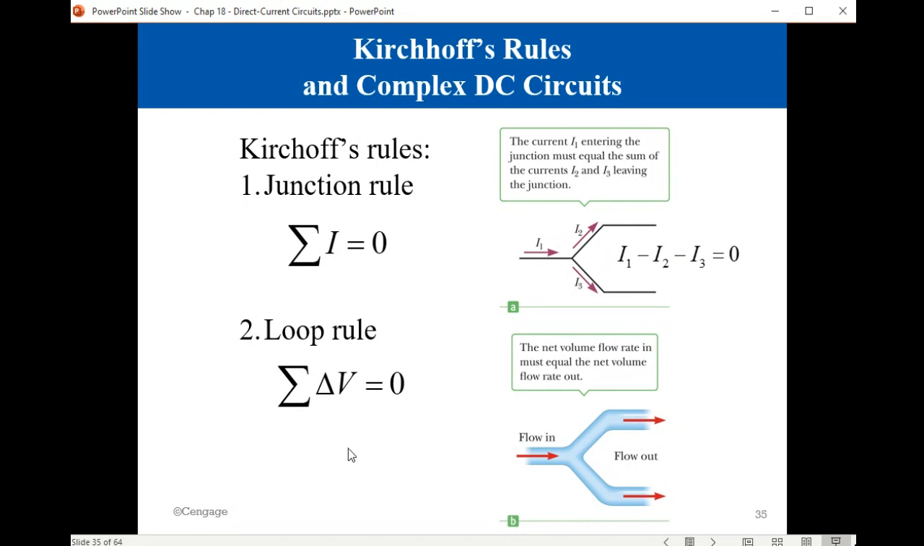The second rule says if you take any closed path, any closed loop, if you start at any one specific point and start to add the voltage difference across various elements in the loop, as you return back to the original point, the change in the voltage difference is 0. This is a statement of the conservation of energy.